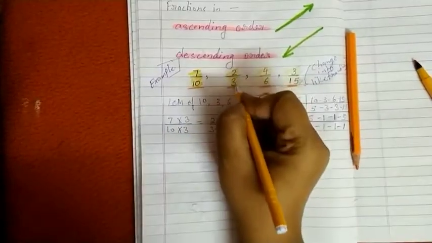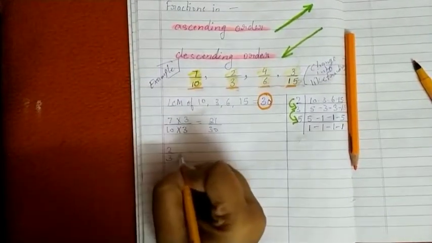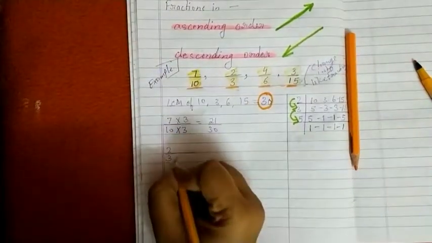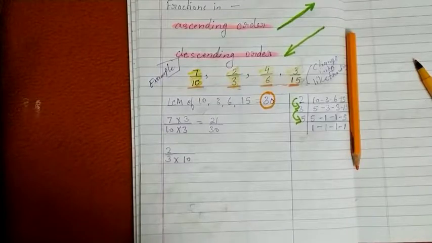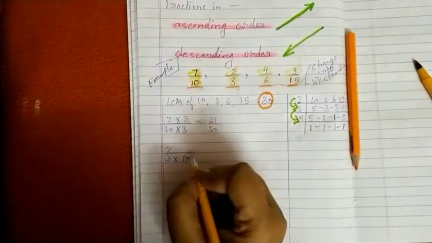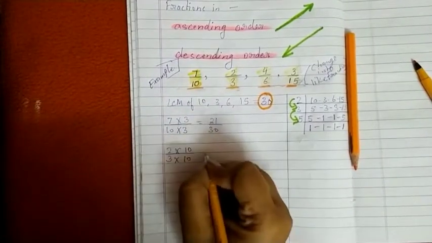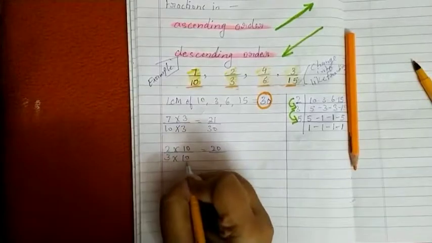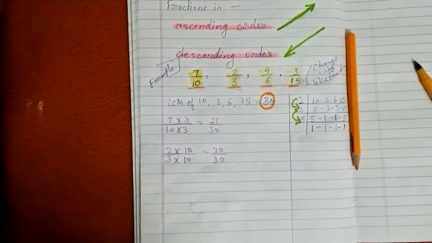Now see the 2 upon 3, children. When will 3 be 30? When you multiply it by 10. Yes, children, this much is clear. Now, if you are multiplying the denominator by 10, multiply the numerator also by 10. So 2 times 10, 20. 3 times 10, 30. You got it, 30?